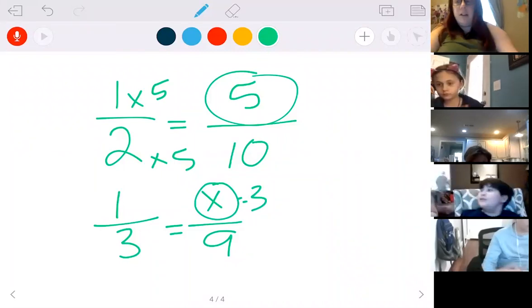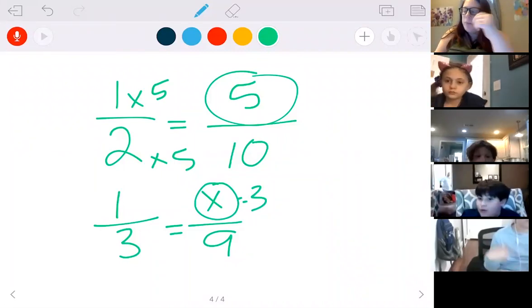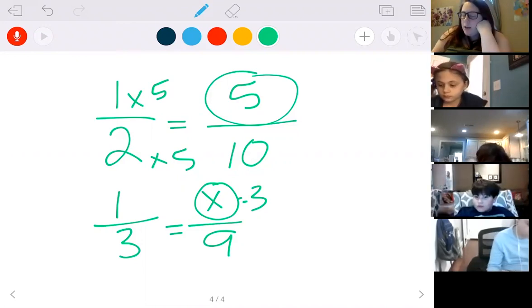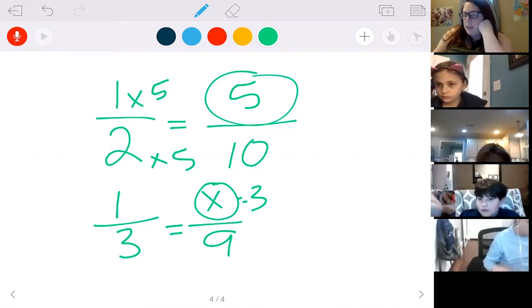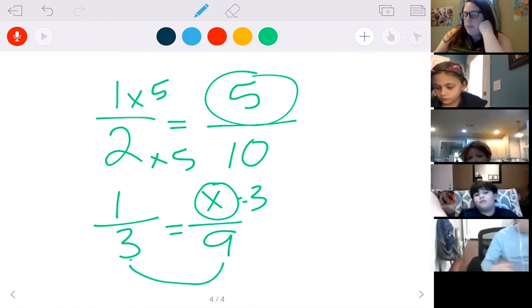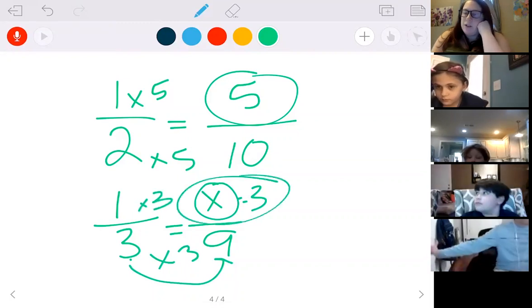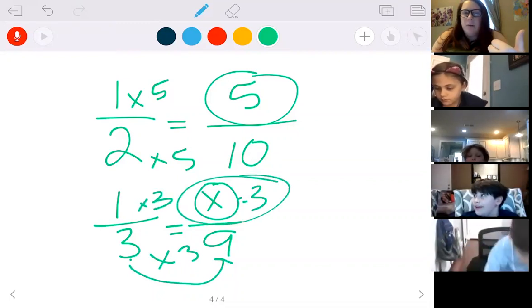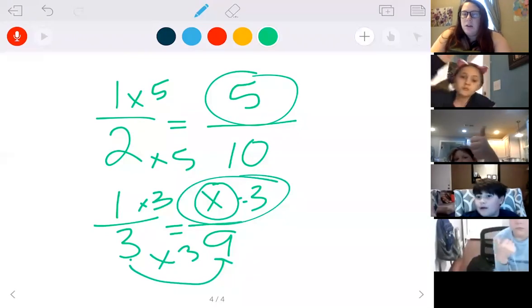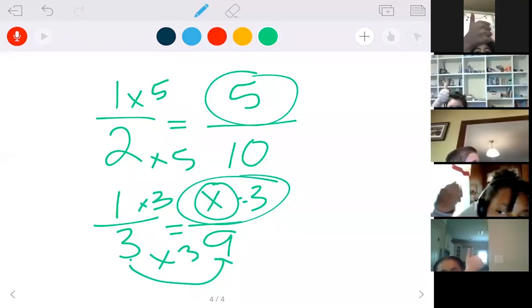So let me show you the other way to do it that we're going to do tomorrow. And I really think it's a lot easier if I just show you this way now. You can do it by seeing what is missing. What do I do to get from 3 to 9? I multiply by 3. Do the same thing up here. 1 times 3 is 3. Thumbs up if that way's easier for you. Is that way easier? Okay.